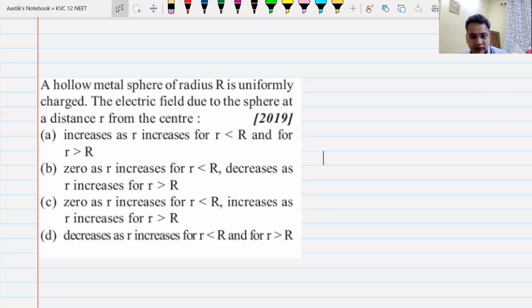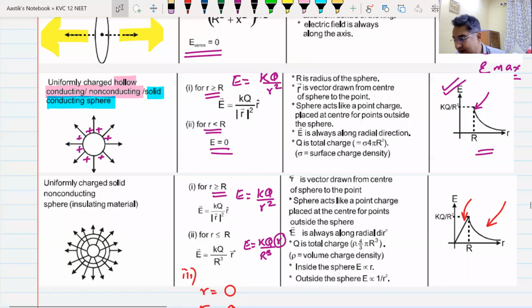Do we remember the formula? Do we remember the electric field due to a sphere, hollow sphere, conducting sphere? We don't remember it, sir. Then, sir, how will I get the answer, sir? Very bad, sir. This is what we had done in the last class, sir.